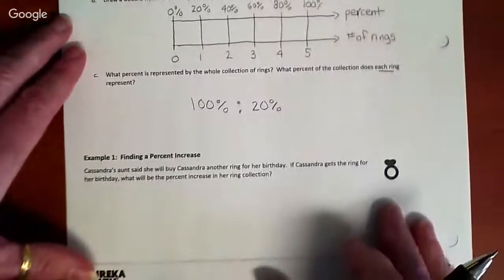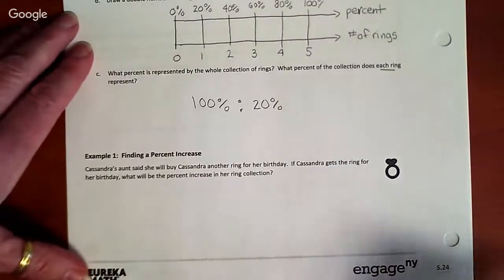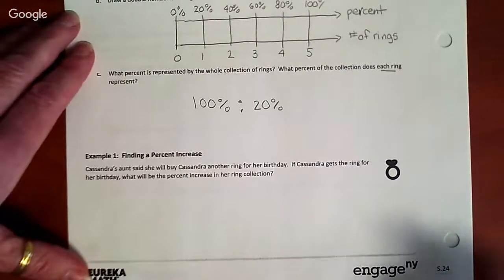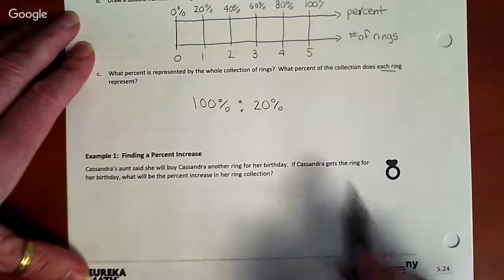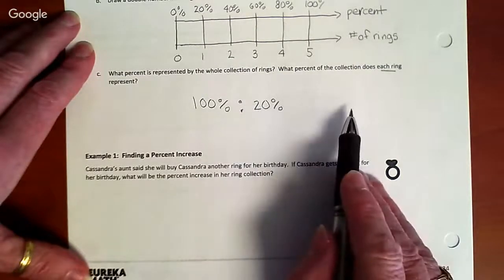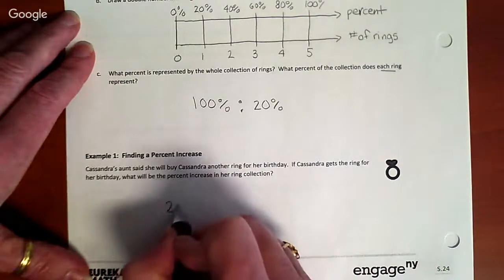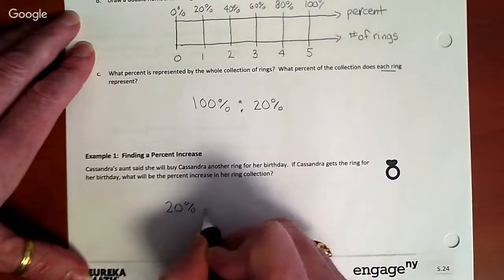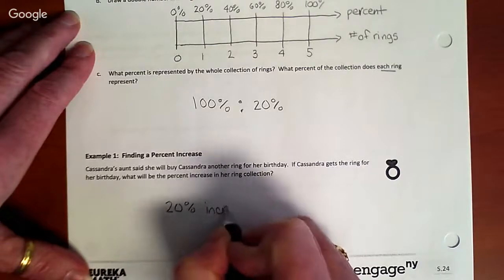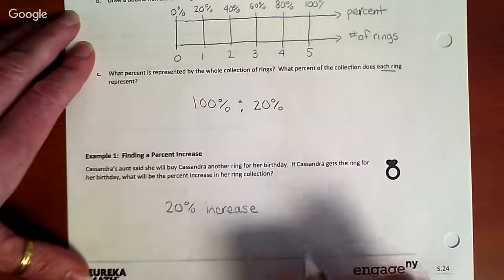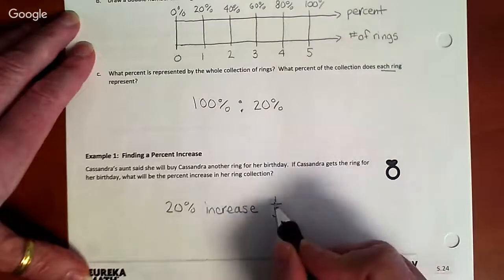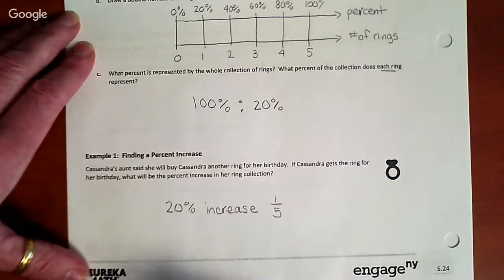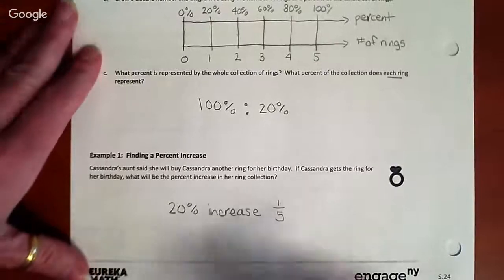So the next question says, Cassandra's aunt said she will buy Cassandra another ring for her birthday. If Cassandra gets the ring for her birthday, what will be the percent increase in her ring collection? Well, if she gets one more ring, if each ring is 20%, then it would go up 20%. So that would be a 20% increase. And if I were to write that as a fraction, that would be 1/5, because they're adding one more ring onto her collection. Okay? All right, next.